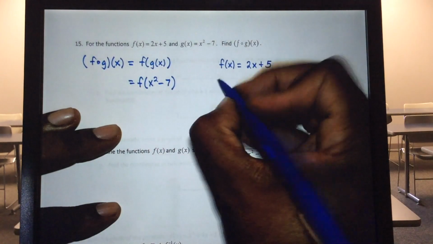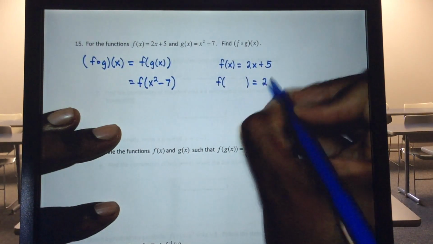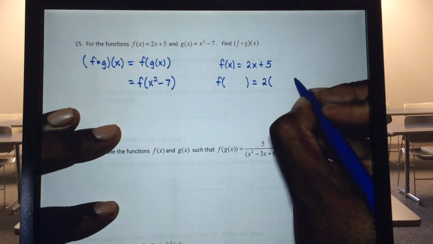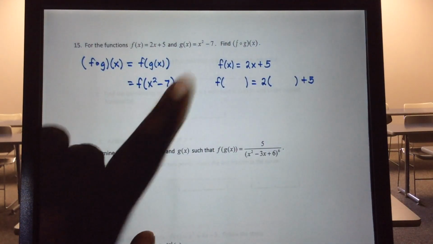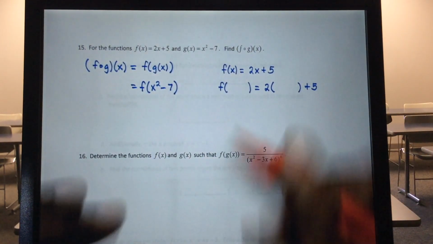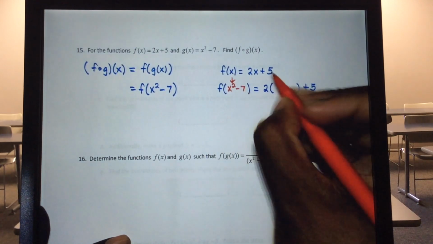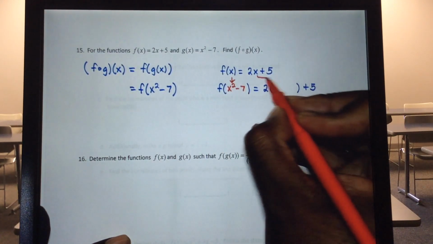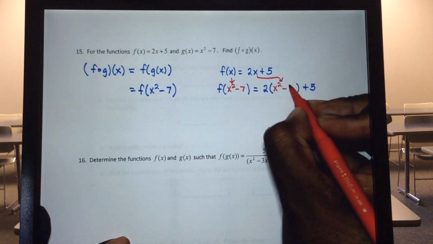So here, for each and every x in f of x, I'm going to substitute that x with what g of x is. And here, g of x is x squared minus 7. So this x will be replaced with x squared minus 7. And in the 2x plus 5, that x will be replaced with what g of x is, x squared minus 7.